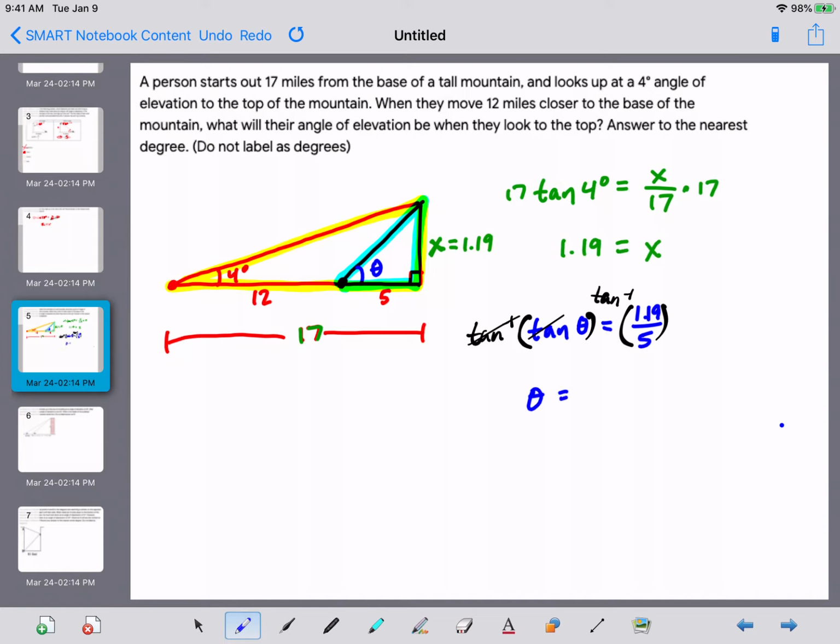So let me plug that in here. Tangent inverse of 1.19 divided by 5. And we want to round to the nearest degree. So I get like 13.3, so the nearest whole degree would be 13 degrees. All right, and when you plug this in, just put 13. Don't plug degrees in there, otherwise it won't work.